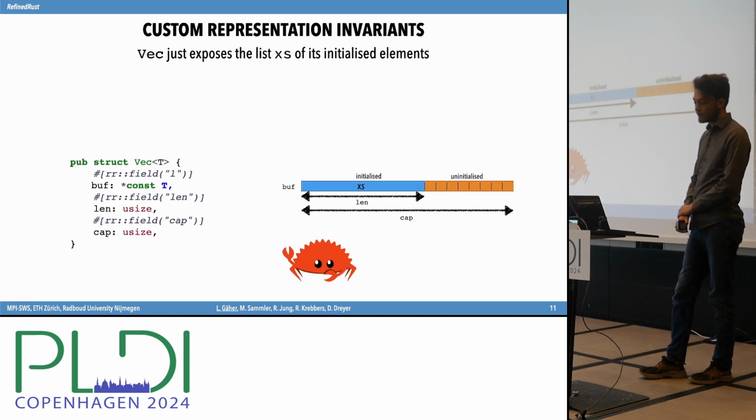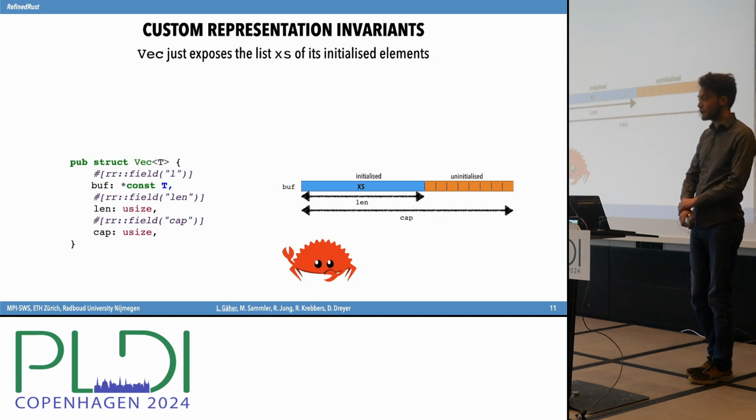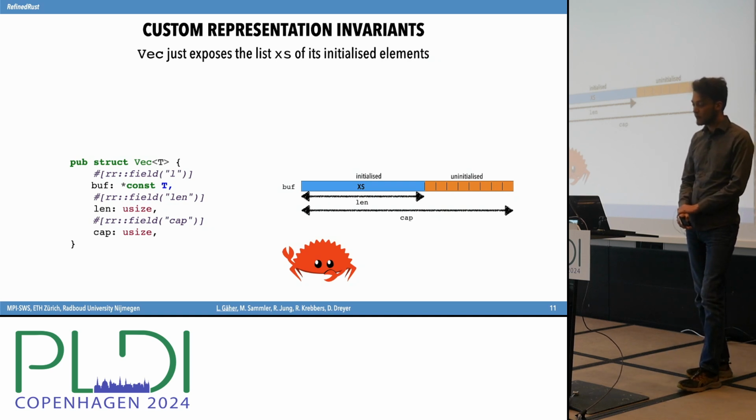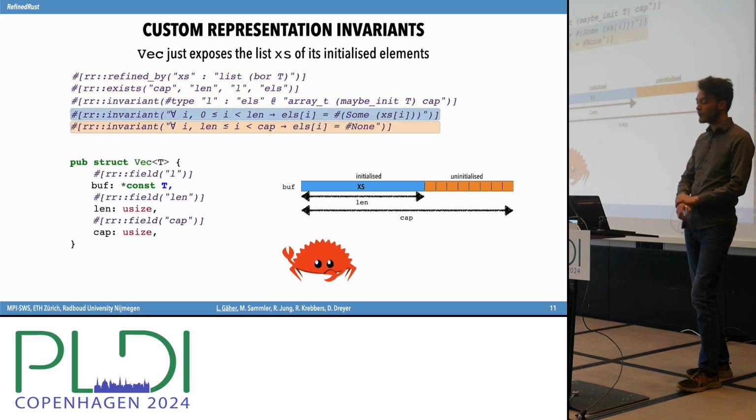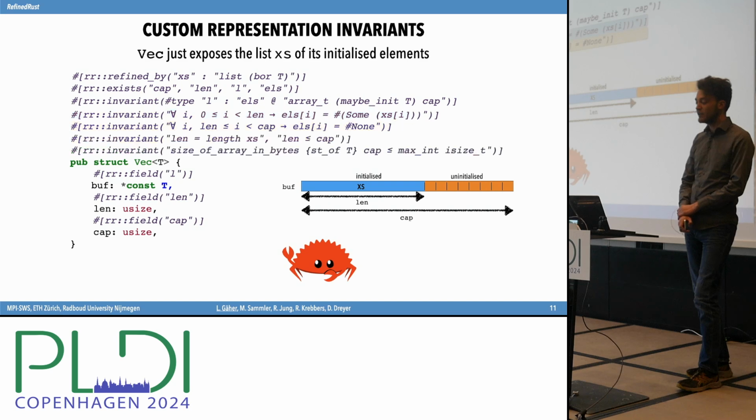To do this, we put annotations on the Rust code, and let's see how this looks formally. We define this representation invariant in multiple steps. First, we have to come up with a mathematical representation for the vector and relate it to the physical representation in Rust. Then we define some invariants to represent the initialized and uninitialized parts. And finally, we need some side conditions to keep everything in sync and constrain the size of the allocation. You don't have to look at all of this in detail. You can find this in the paper.